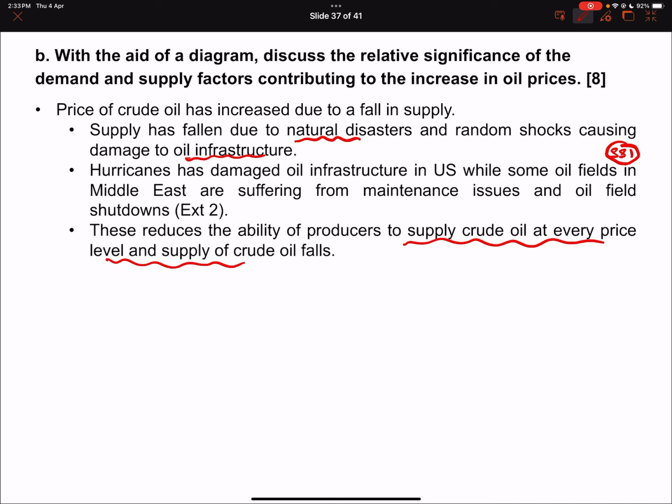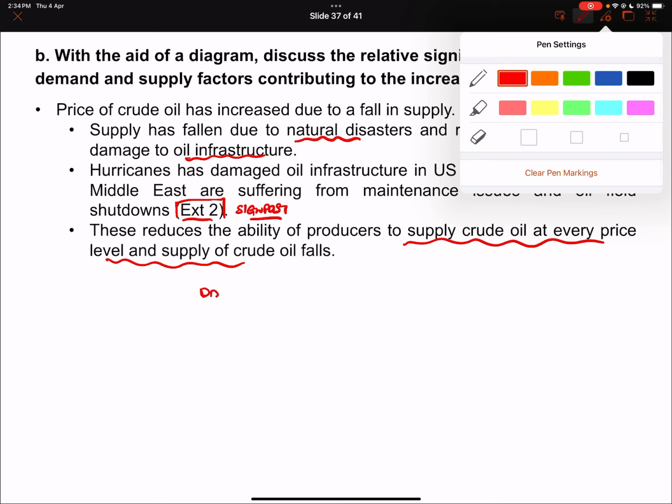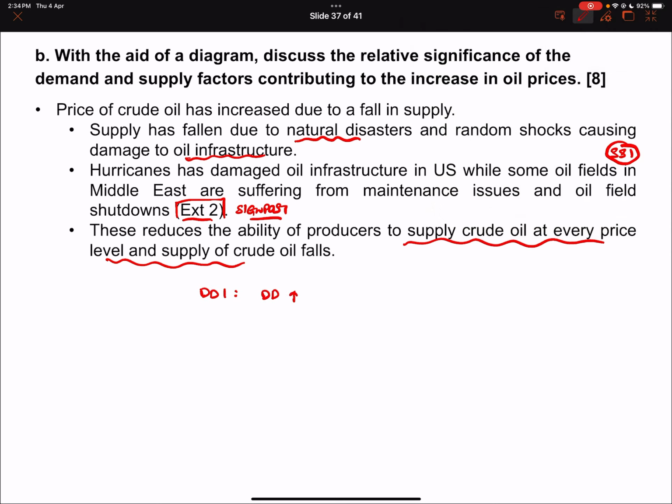Okay, so signpost, you can signpost to me that you've taken it from extract 1. Okay, so what's our story thus far? Demand 1 is that demand is increasing because of income. Demand 2 is that demand is increasing because of the price of a substitute, which is natural gas. SS1 is because of natural disasters or natural causes, so then the supply would have decreased. Okay, so we got two factors increasing demand and one factor decreasing supply.